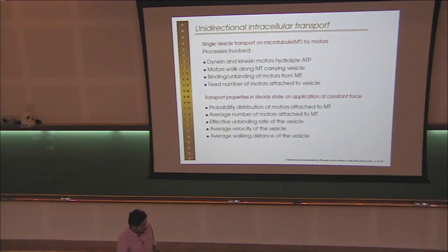So, let's say you have a kinesin motor, which likes to walk towards the plus end. Now imagine you apply a force in the opposite direction, a constant load force, and we want to study the transport properties. What happens to all these quantities? You can ask, what is the velocity of the vesicle? All these things, and the probability distribution or typical walking distances.